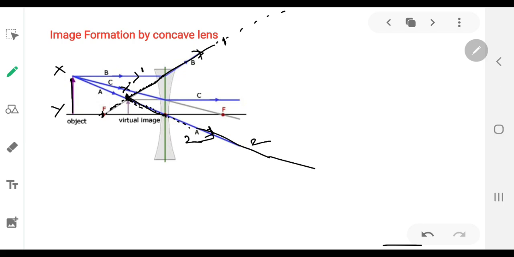So wherever you place the object, in case of concave lens, the image is always between the optic center and F. The image is always within the focal length and the image is always diminished in case of concave lens. Wherever you place the object, the image is virtual and diminished.